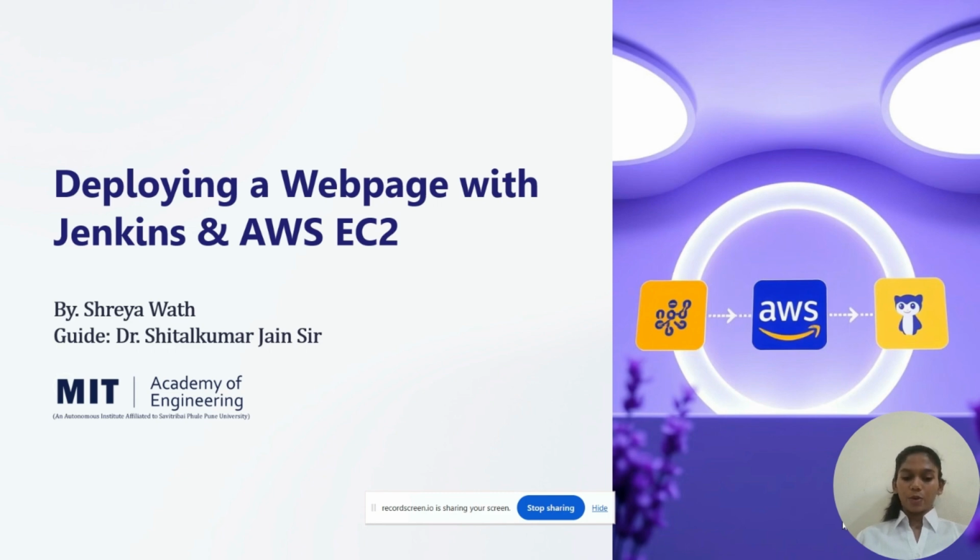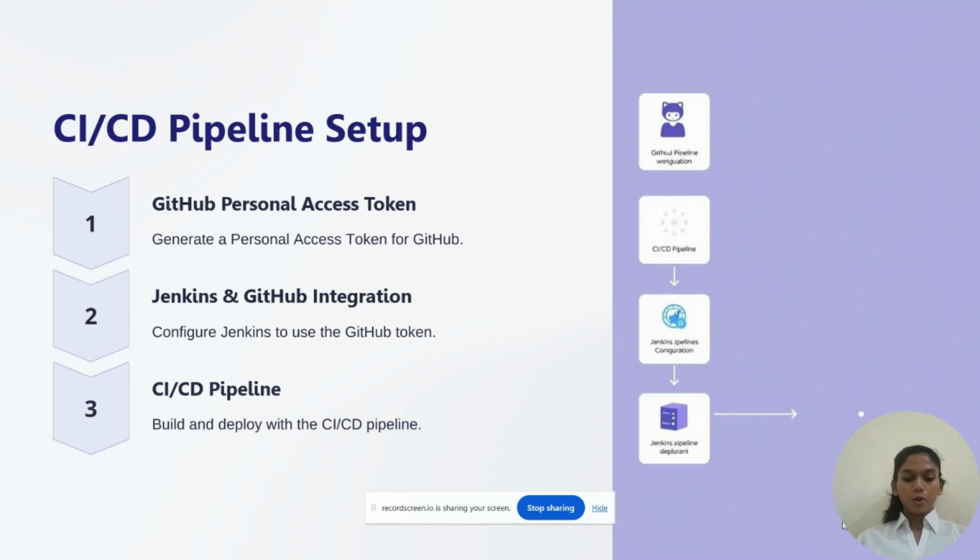In the previous video, we have seen how to install Jenkins and its complete setup, starting from admin account creation to Jenkins dashboard. Today, we'll be looking at how we can deploy a web page using Jenkins and AWS EC2. So, there are three steps in this process. The first is GitHub Personal Access Token.